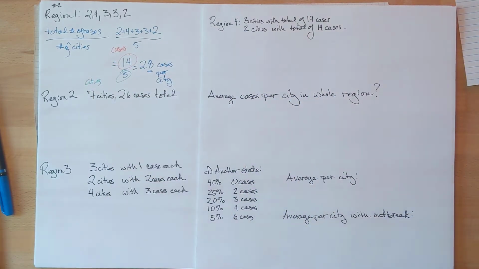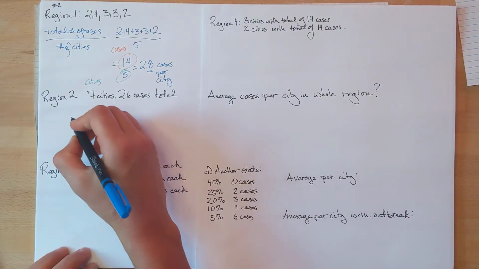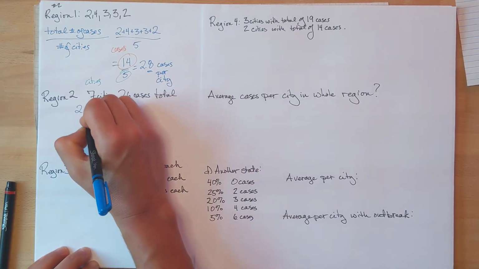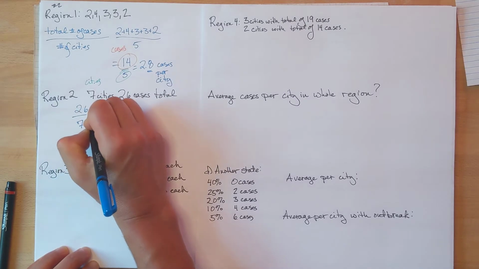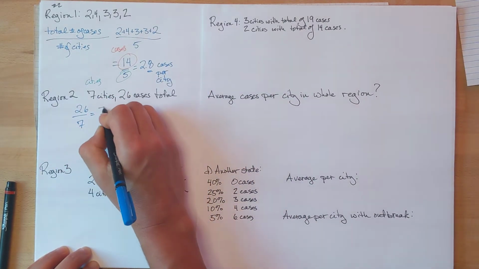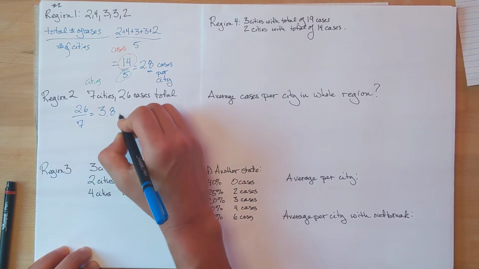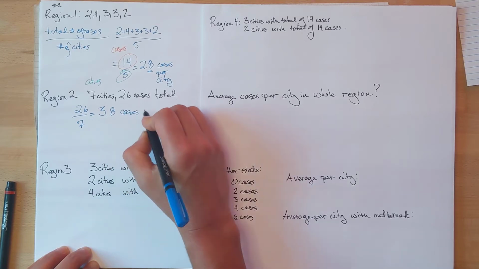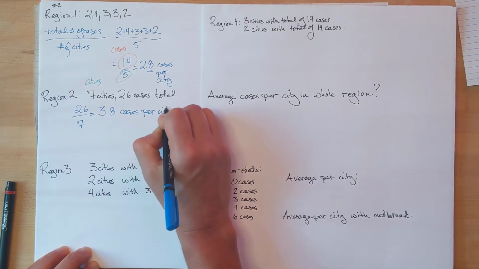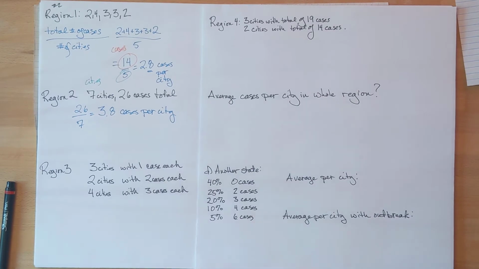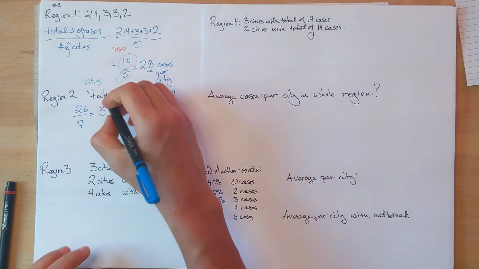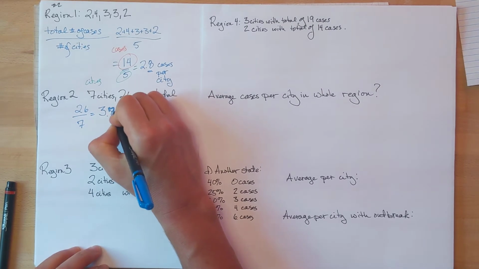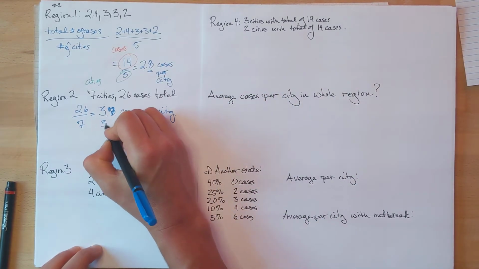Region 2, most of the hard work's already been done for me. This is as simple as 26 cases in 7 cities, and if I divide that, I get 3.8 cases per city. Okay? So those are our first two. Excuse me, that's 3.7, not 3.8. That's 3.7.